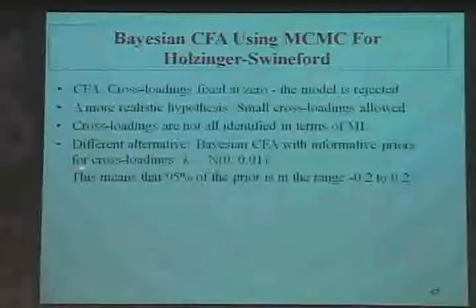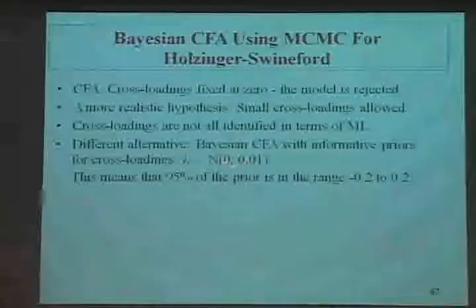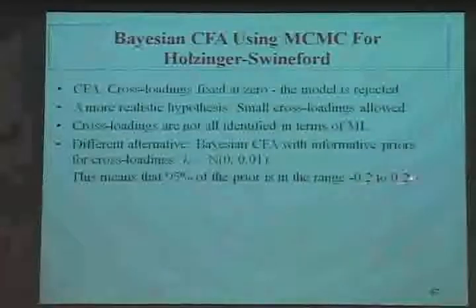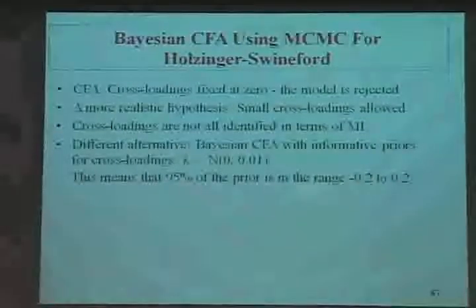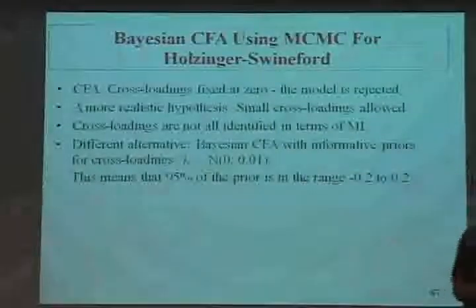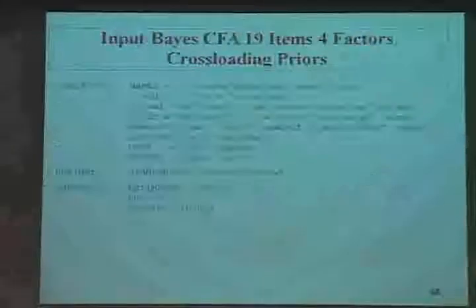So here's the Bayesian alternative. Use informative priors and let the cross loadings have prior mean 0, but with a small wiggle room around 0. Variance 0.01, implying that the loading lies in the range minus 0.2 to 0.2 with 95% certainty. Small substantive loading is what we allow by that kind of informative prior. So that wiggle room that we were talking about.